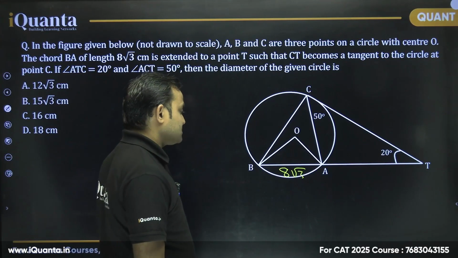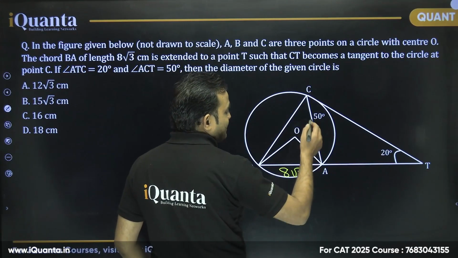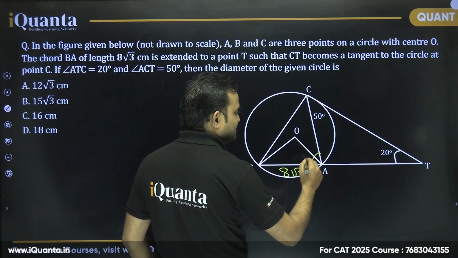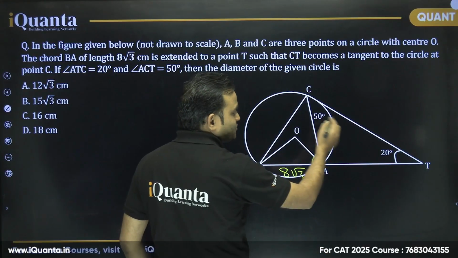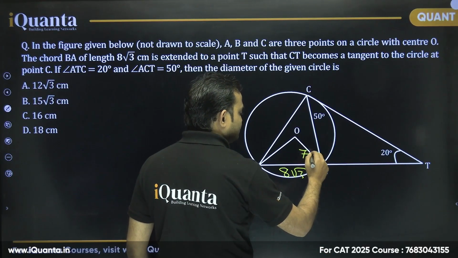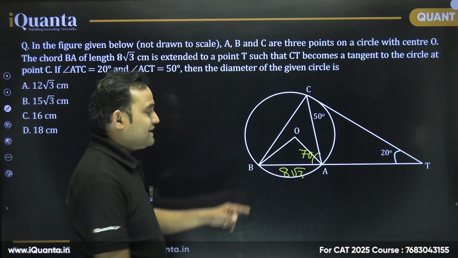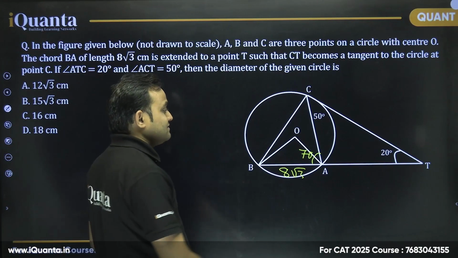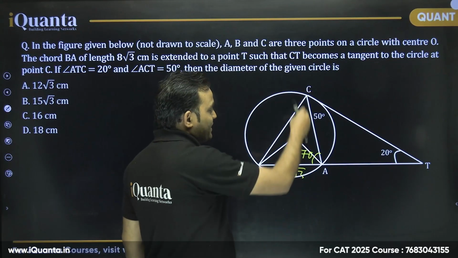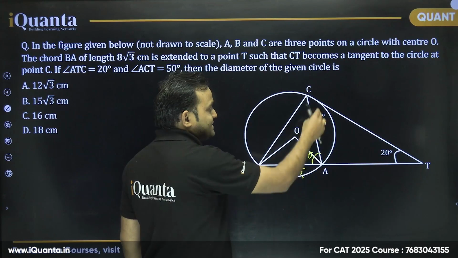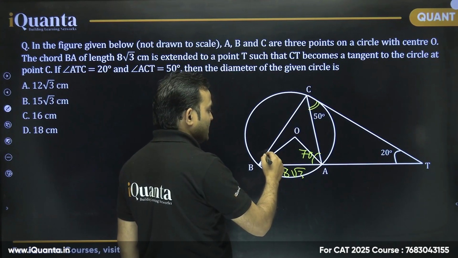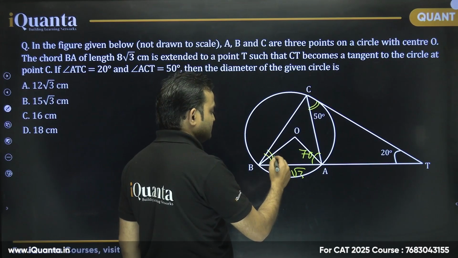How do we solve this? Can I say in triangle ACT, this angle will be an exterior angle, which is the sum of two opposite interior angles. Can we say this angle will be 70 degree? If this angle is 70 degree and CT is the tangent, so the angle made by the chord AC is 50 degree. This angle is 50 degree. Can we say the angle made by this chord here will also be 50 degree?